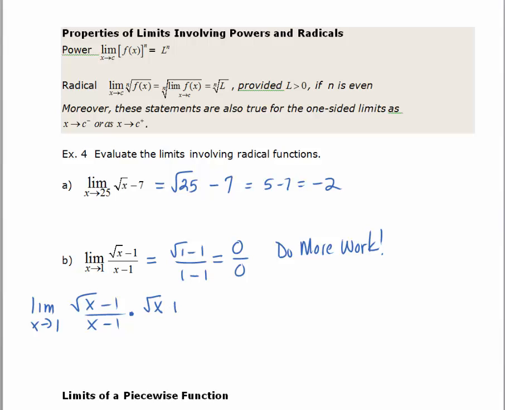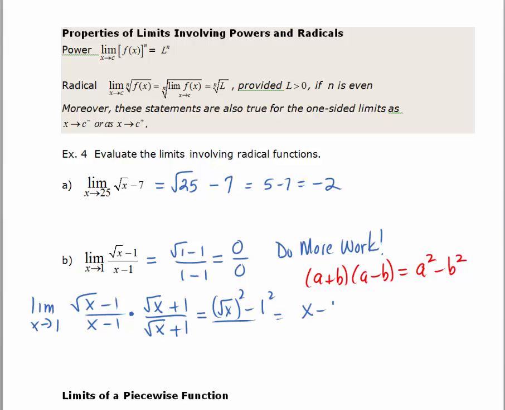We're going to multiply by the square root of x plus 1 over the square root of x plus 1. So for the conjugate of a binomial, the first term would be exactly the same, and the second would just be the opposite of what the original is. What's nice about multiplying by a conjugate is that you use the sum and difference formula for multiplying binomials. If you have a plus b times a minus b, you get a squared minus b squared. So in the numerator you would get the square root of x squared minus 1 squared, or just x minus 1.